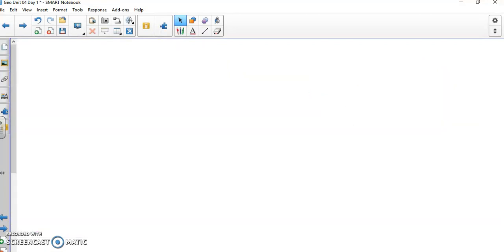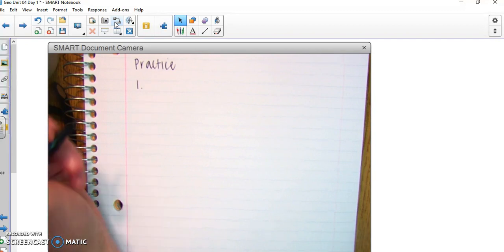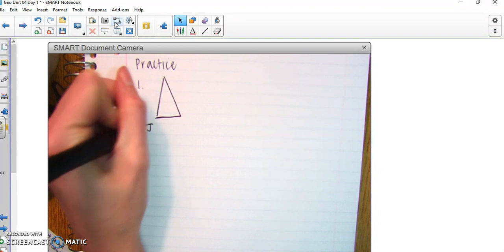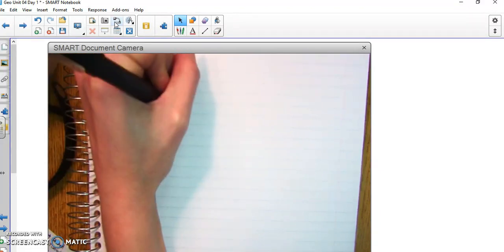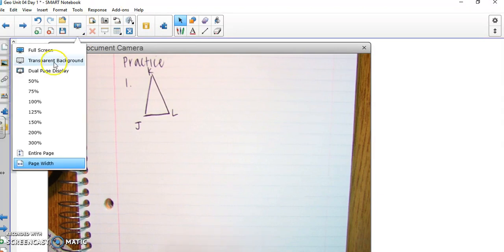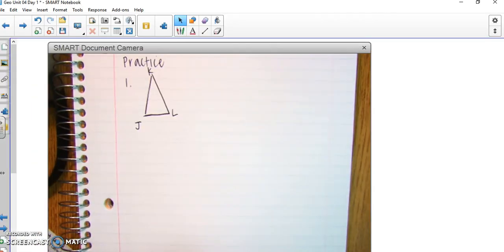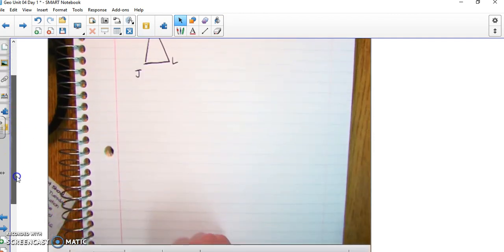So let's say I have a triangle, and I'm going to say this triangle is JKL. So JKL. Make this a little bit easier to see. Oopsies. And I'm going to tell you that JKL is an isosceles triangle, all right?